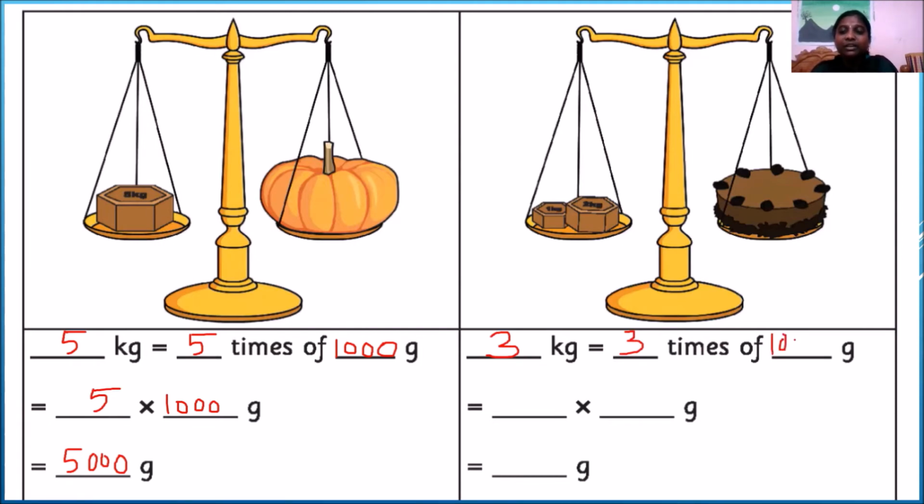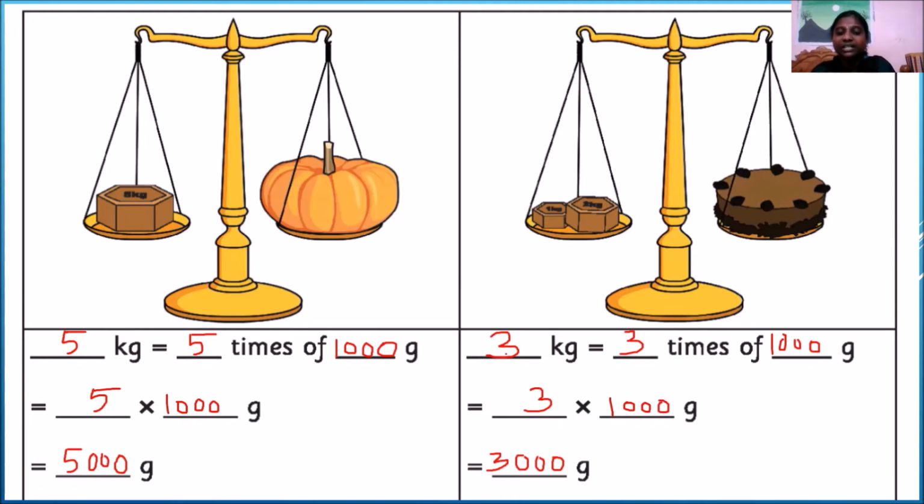3 times of 1000 grams is written as 3 multiplied by 1000 grams. You can write 1000 grams. Next you can start multiplying this. 3 ones are 3. Then count the number of zeros. Here you have 3 zeros. Write 3 zeros on the right side of the 3. You got 3000 grams. The first problem we got: 5 kg equal to 5000 grams.